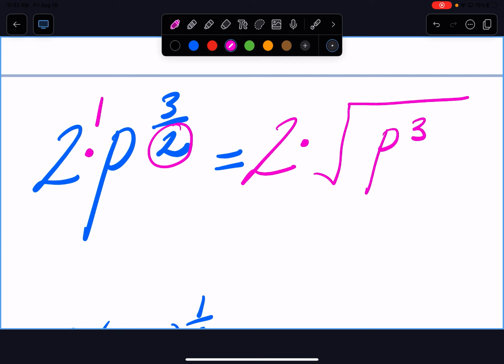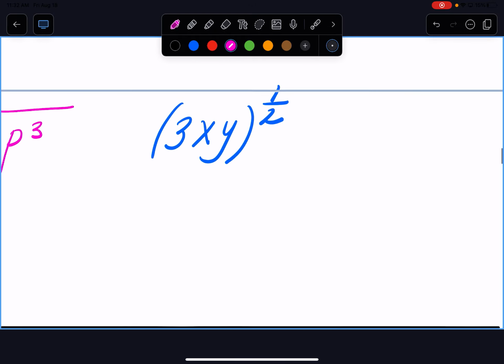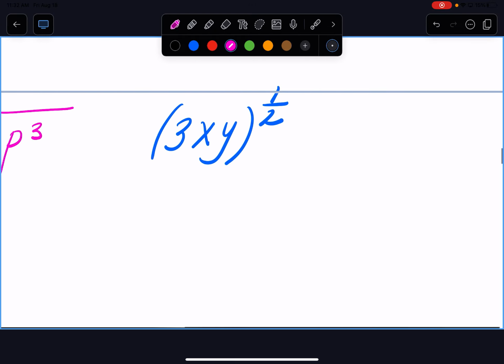Now, I didn't use parentheses because it was just a p. You know, but could I? Yes. It just kind of feels unnecessary. All right, look at this one. Let's try this one. What would we write?